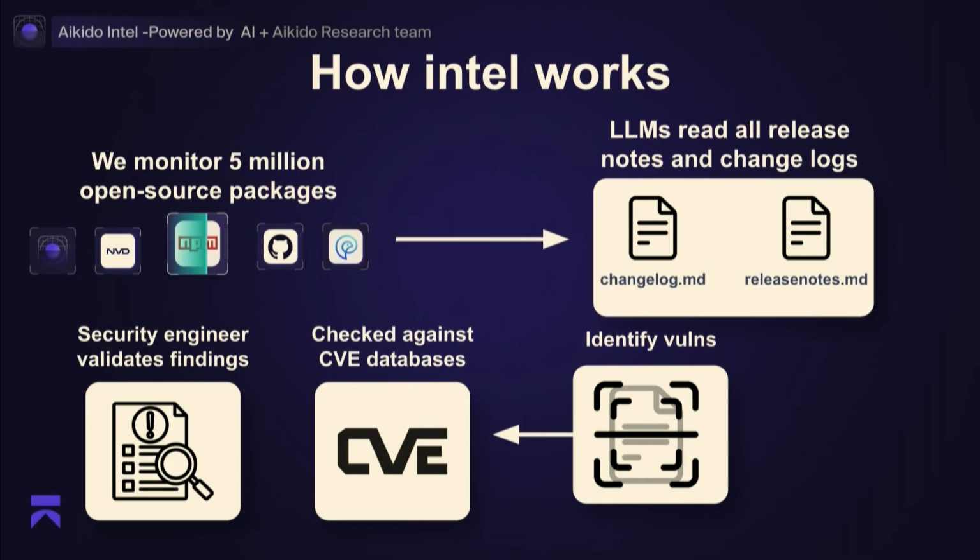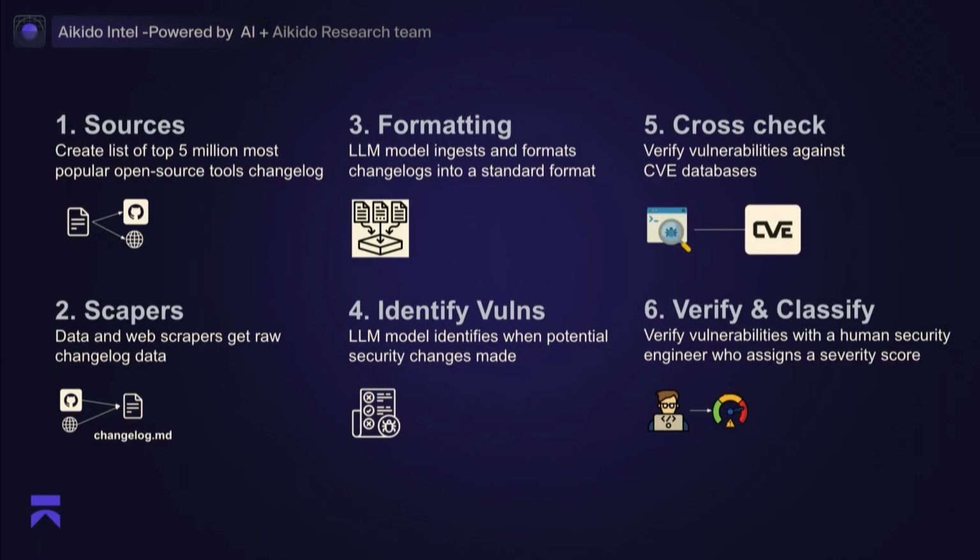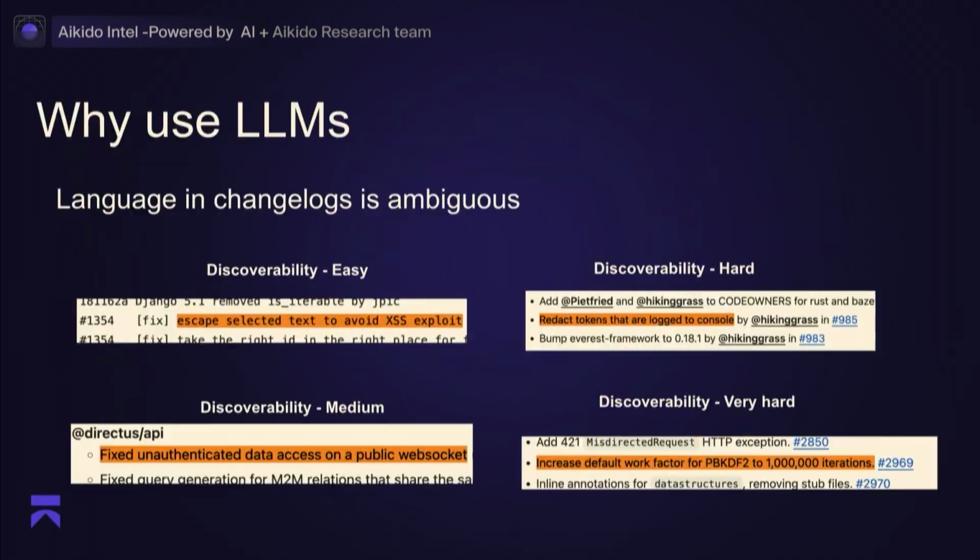The tricky part here is, well, let me go through this first. So the sources that we have is a list of 5 million most popular open source tools that we go through. We scrape all of that data and then we format it in a standard format. Then we use an LLM to identify vulnerabilities. We cross-check with the database and then a human verifies it.